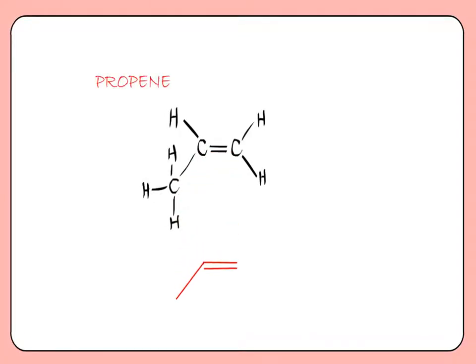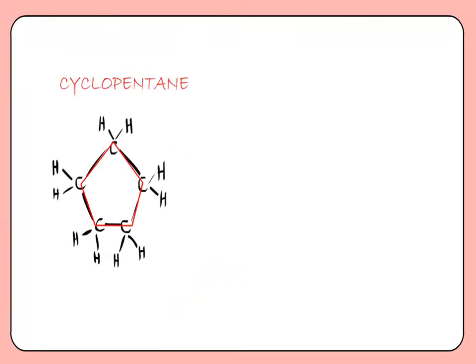Double bonds are shown as 2 parallel lines, so propene is shown like this. Cyclopentane is shown like this.